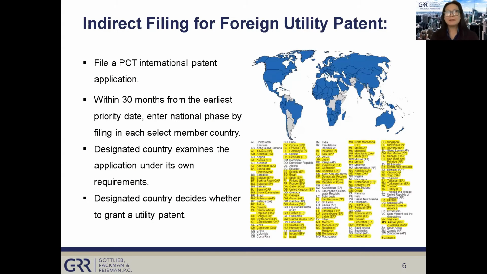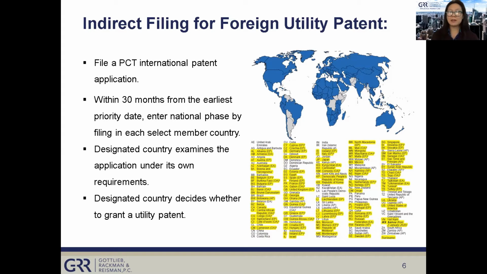For a utility patent, the PCT international patent application can be filed. The PCT covers 153 countries, those that are shown in blue on the right-hand side of the map. After filing the PCT application, within 30 months from the earliest priority date, you'll need to enter the national phase in a select country to continue with the application process, which is then similar to a direct filing. Each designated country then examines the application and decides under its own rules whether to grant a utility patent. The PCT only facilitates the process by carrying out the search and written opinion on patentability, which is then available to the designated countries.